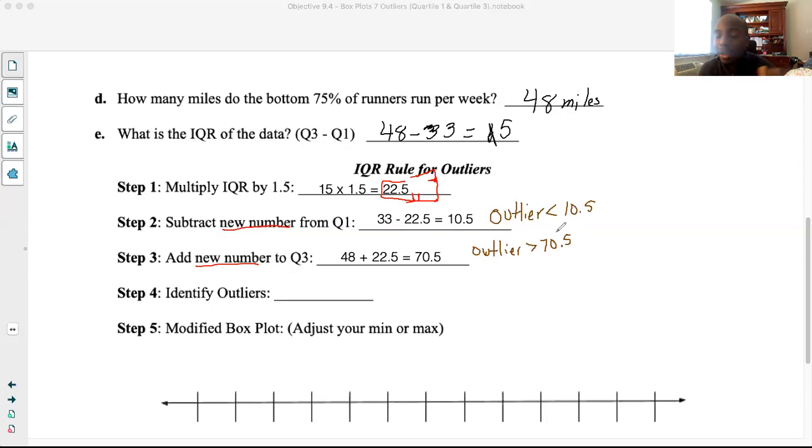Right, our other outlier will be anything greater than 70.5. So when we think about that, do we have any numbers that are less than 10.5 or greater than 70.5? Yes, we do. And this is where I'm getting us to really understand that there is an outlier amongst the data we had before.